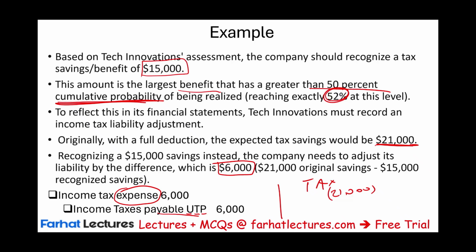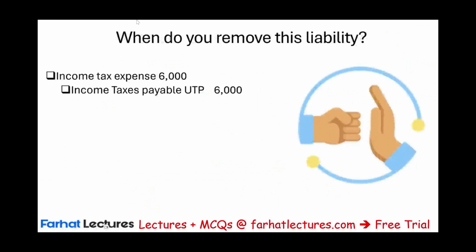Now, obviously, if we're audited, we have to pay back the IRS, and on the tax return, we just simply have to pay the taxes. That's on the tax return. Again, remember what we're looking at here in this whole UTP is the financial statement. We're looking at GAAP. We're looking at what we're doing with GAAP. So when do you remove this liability of $6,000? That is income taxes payable UTP.